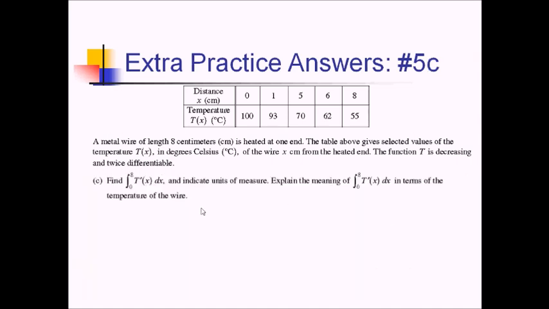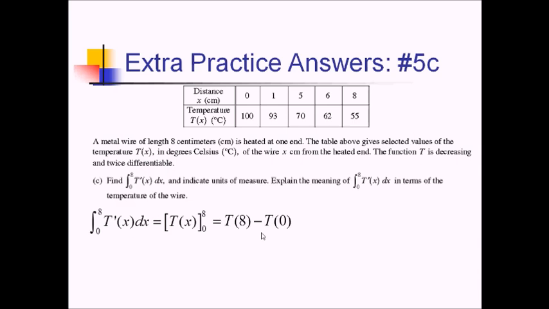For this part of the problem, they want us to find the integral from 0 to 8 of T prime of x dx with units of measure. Now, before you freak out here, don't worry, because even though we don't know what the T prime function actually does, we do know the antiderivative of T prime. It's just T. So this is just evaluating T of x from 0 to 8. This is T of 8 minus T of 0.